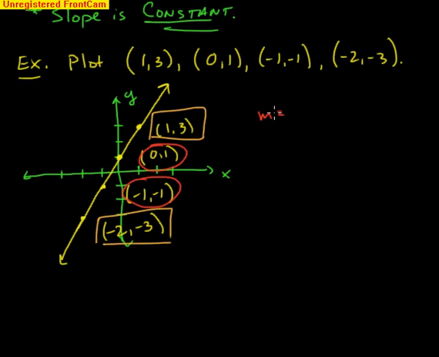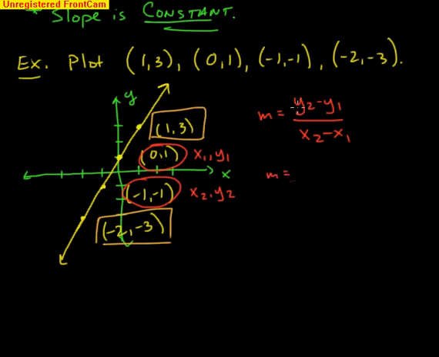So, first, when you're finding slope, let's use the slope formula. y2 minus y1 over x2 minus x1. Over here, let's label our points x1, y1, x2, y2. So let's label 0, 1 as x1, y1. Let's label negative 1, negative 1 as x2, y2. So we'll label our first point x1, y1, and our second point will be x2, y2.